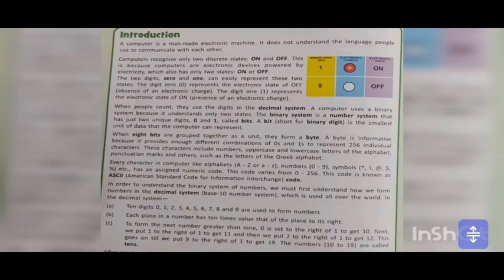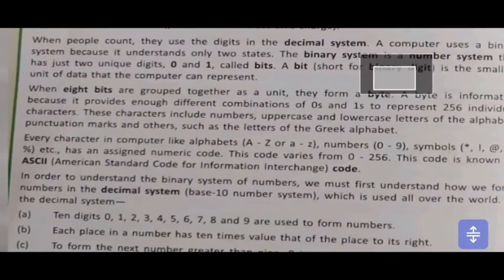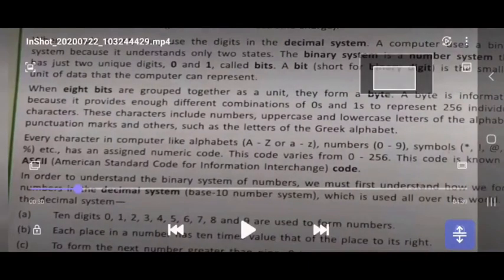The smallest unit of the binary number system is the bit, and a bit is the smallest unit that a computer can represent. To define a character, 8 bits make a byte. To understand every character, that is alphabets, numbers and symbols, in the computer, we require a code that is known as American Standard Code for Information Interchange.